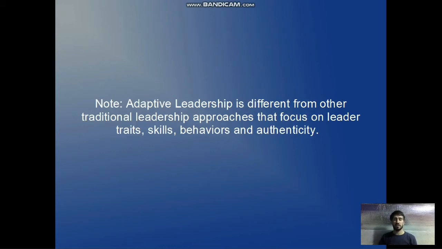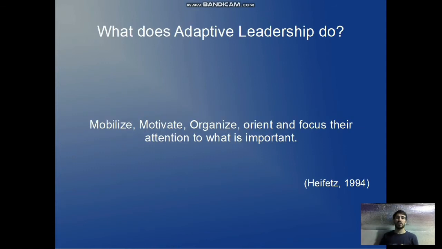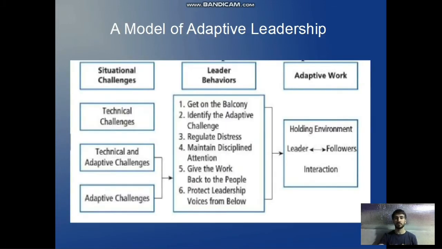Adaptive leadership is not like the other traditional leadership approaches that focus on leaders' skills, behaviors, abilities, and authenticity. What does adaptive leadership do? Adaptive leadership has several practices in which leaders mobilize, motivate, organize, orient, and focus the attention of the employees or the followers to do what matters.